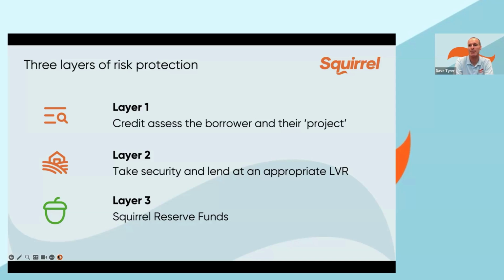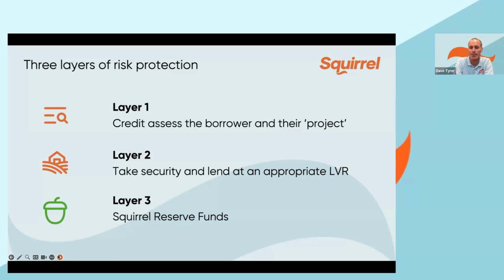And remember that the maximum LVR that Squirrel will lend to for our first mortgage-backed lending is 80%. Our portfolios on average run at around 60%. So there tends to be quite a bit of borrower equity in there before the portfolio would suffer a loss on average.